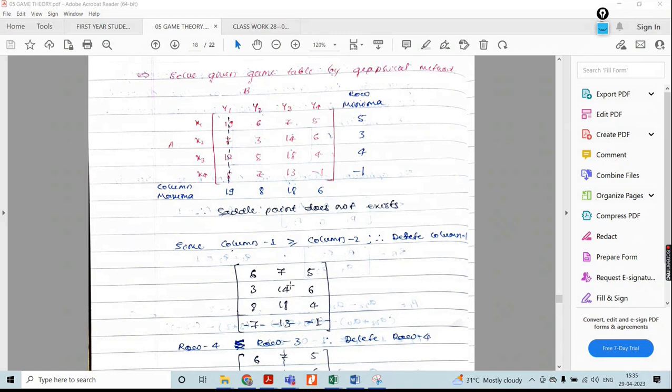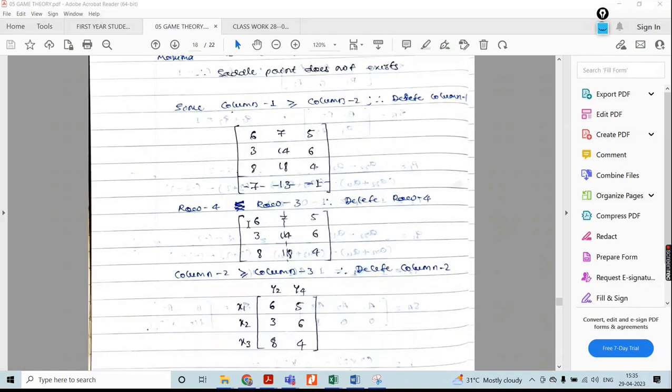Once you did this, you can proceed to the rows. Comparing the fourth row with the third row: 8 is more than 7, 18 is more than 13, then 4 is more than 1. So this is dominated. We are deleting the fourth row and keeping the other. Then you will get 3 cross 3: 6, 7, 5, 3, 14, 6, 8, 18, 4.